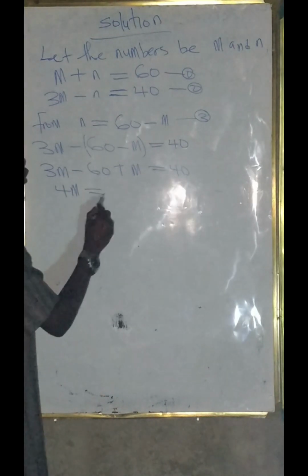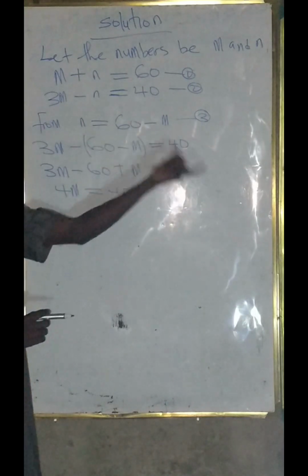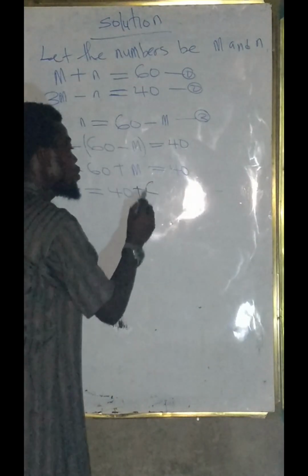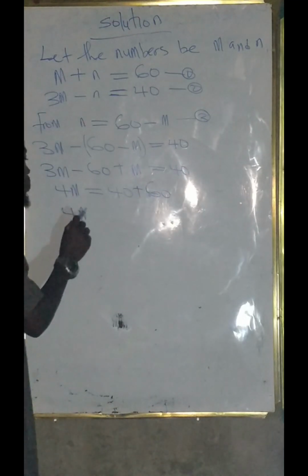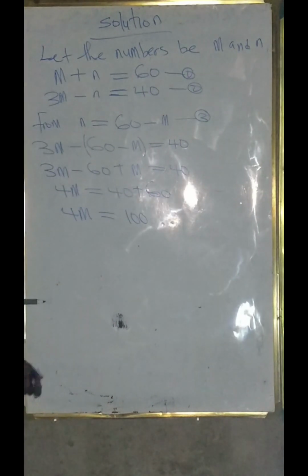Next, we have the equal sign here. We have 40, and this is negative 60. Going over, it becomes positive now, right? Yes, sir. Plus 60. So 4m is now equal to 100, right? Yes, sir. Good.